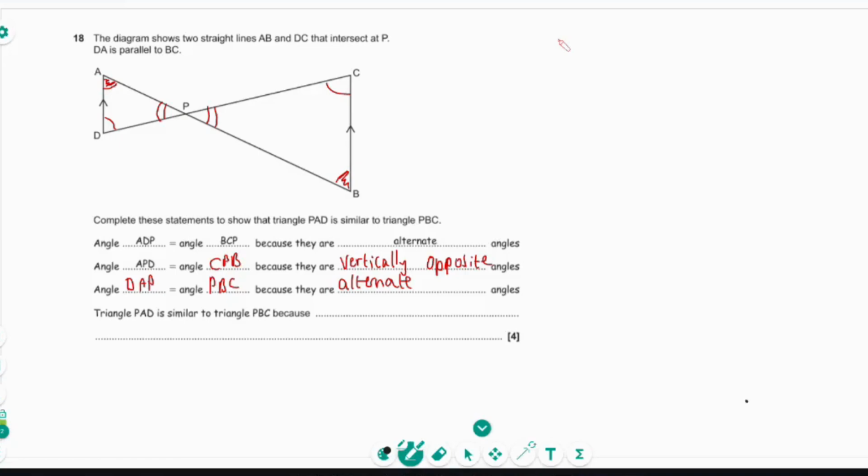And for the last part of this question, we need a statement to prove that triangle PAD is similar to triangle PBC. So could we just show that all 3 corresponding angles are the same? So that's your reason. So 3 corresponding angles are the same.